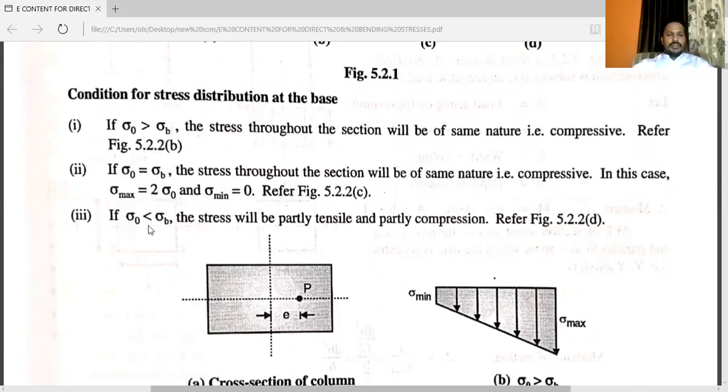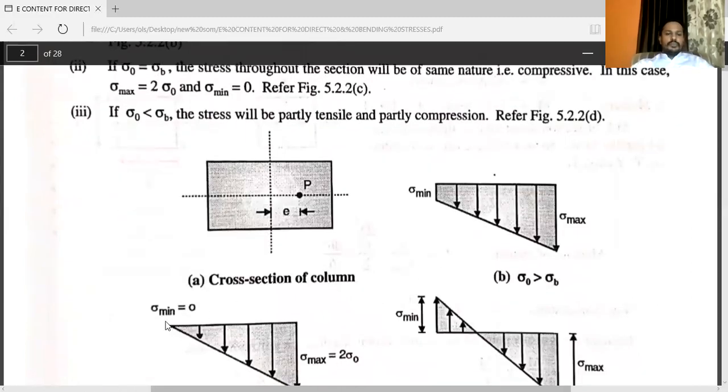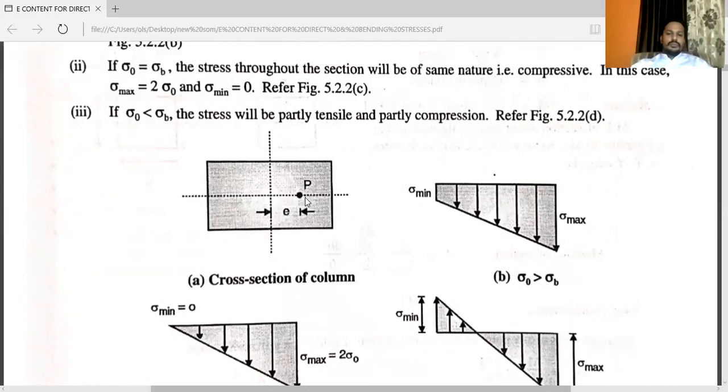And third case, that is sigma naught is less than sigma b, means direct stress is less than bending stress. The stress will be partly tensile and partly compressive. You can see here, P is here. This is the eccentricity, sigma min. This one is the sigma max.